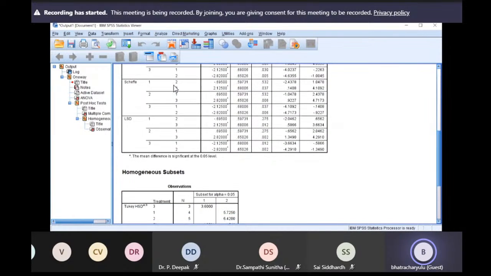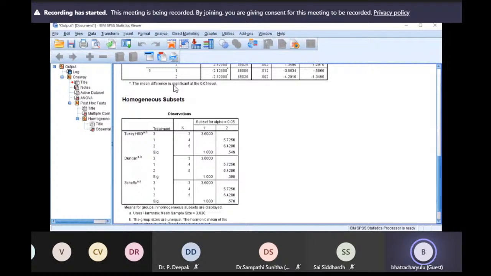Duncan's is not done, no, sir. Not selected. Yeah, it is there, at the bottom.